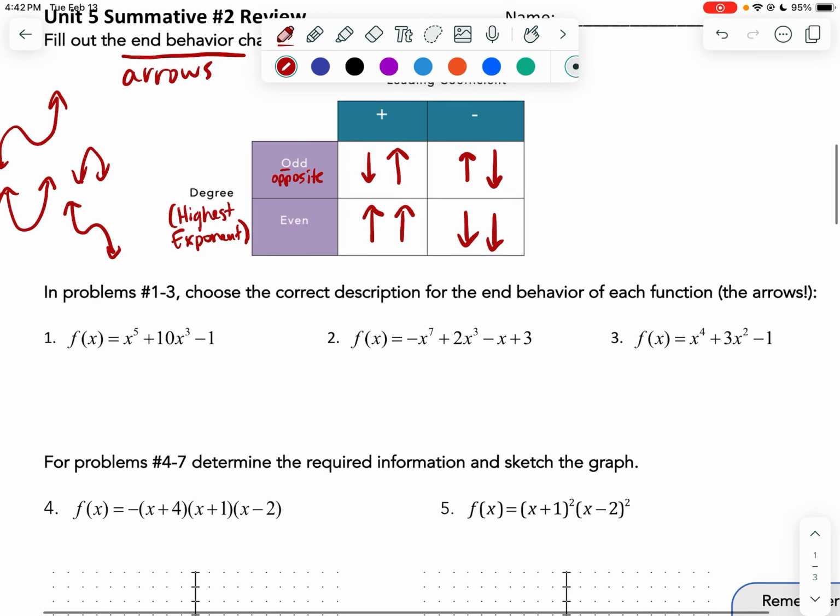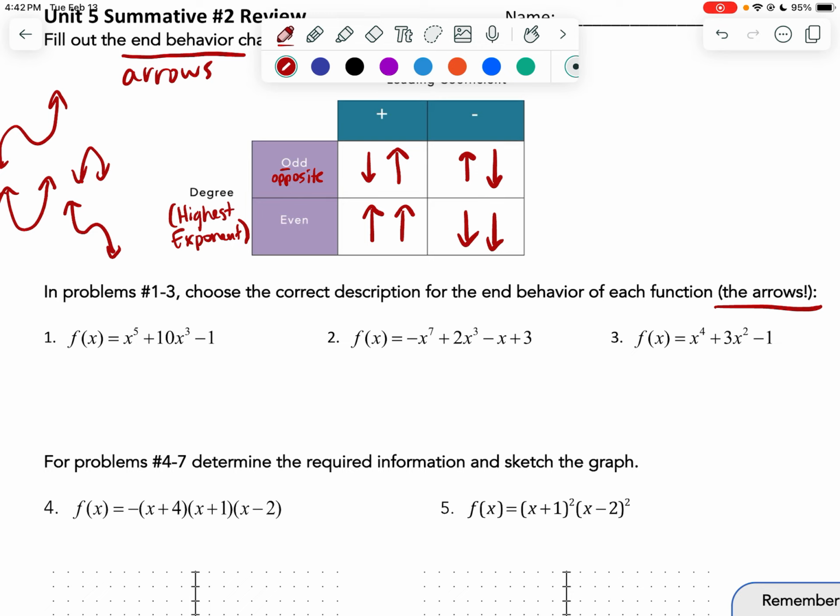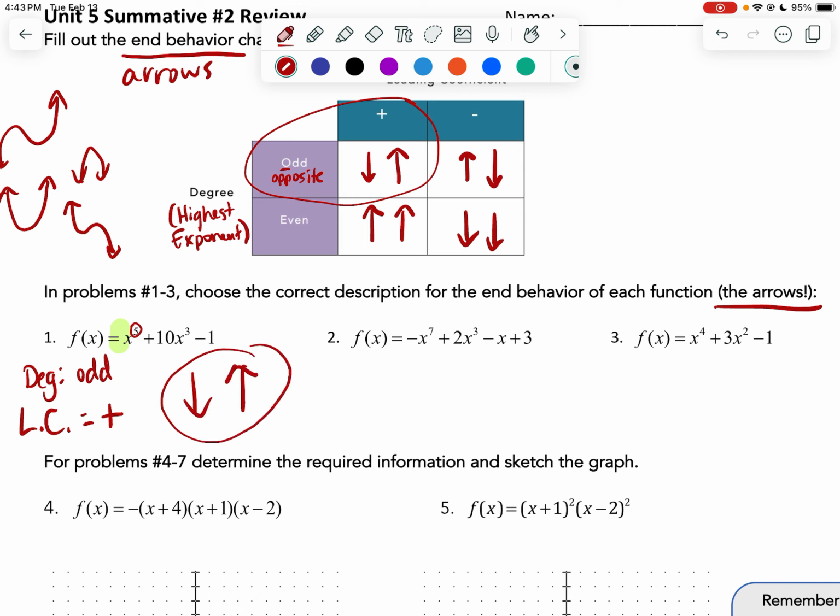So in problems 1 through 3, choose the correct description for the end behavior of the function. So it just means the arrows. Okay. So degree means highest exponent. So on something like this, it's not factors, it's just what is the highest exponent. So the degree on this is 5, that's odd. And then the leading coefficient, we want to know if it's positive or negative. So there's nothing in front of that x to the 5th, which means it's positive because it's just 1. So if you're odd and positive, that's right here, that just means you're down, up.